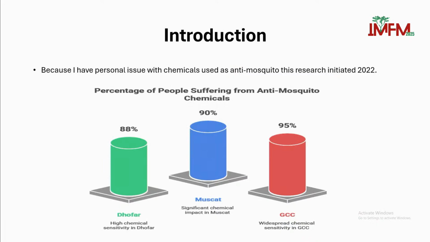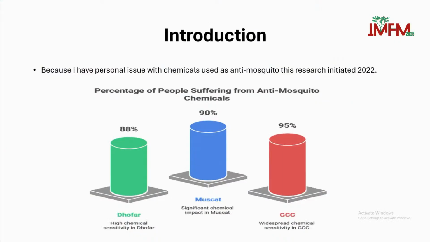Everything started in 2022. I am a very allergic person against the chemicals used to control mosquitoes. I cannot stay in that place. I have shortness of breath when I am exposed to that chemical. So I started from one question: do we have an alternative method to control the mosquito without the chemical?